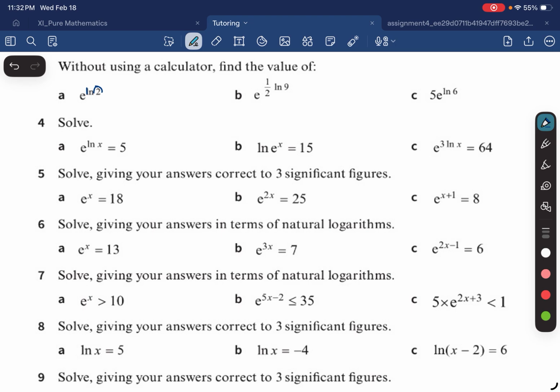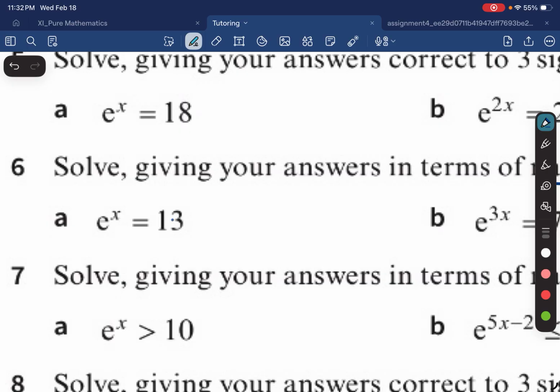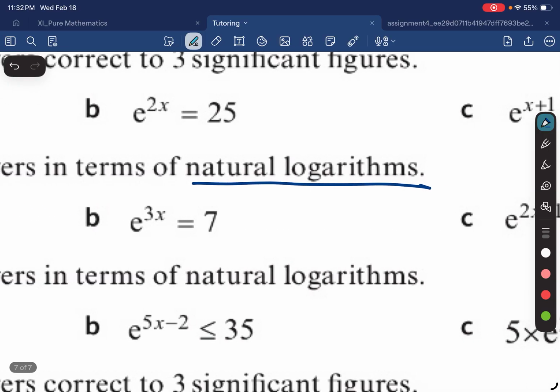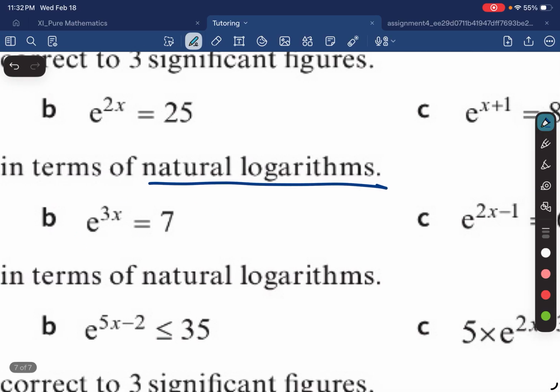So question 6. Solve, giving your answers in terms of natural logarithms. So we just want to leave it as the log. Like I said, if I take the natural log of both sides, then I get x is equal to ln 13. And if I take, again, the natural log of both sides, I get 3x is equal to ln 7. So x is equal to 1 over 3 ln 7.